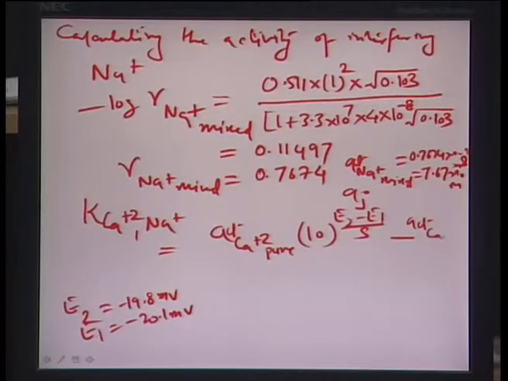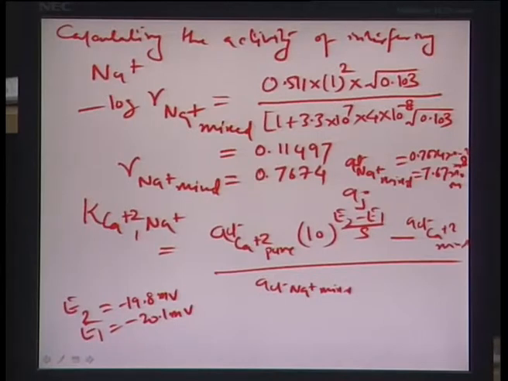So, therefore, this 10 to the power E2 minus E1 by S minus AI dash, which is the modified activity of Ca2+, that means this is the mixed phase activity, divided by Aj, which is to the power n by z, and Aj here is the activity of the Na+ mixed phase, to the power of n by z. N is 2, mind you, because this is the valency of Ca, the primary ion of interest, and Z is the valency of the secondary ion or the interfering ion, which is 1, as in case of Na+.